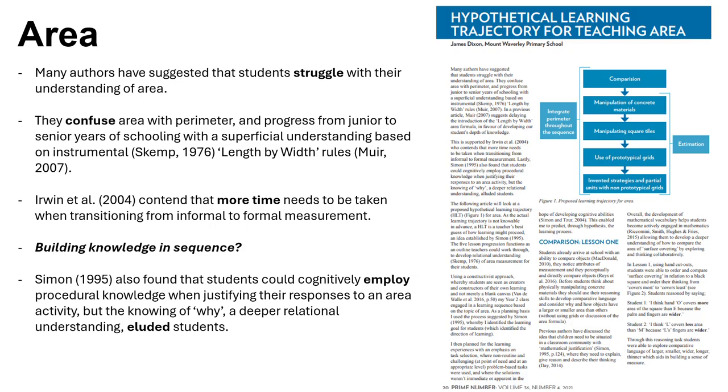What I like to do is build knowledge over time and make sure that I have anchor points for my students. So how am I anchoring their learning to the previous learning that they have learnt? How am I anchoring to their long-term memory? And we do that sequentially. So a lot of research has found that, Simon in 1995 found that students could cognitively employ procedural knowledge, so that length by width rule, when justifying their responses to an area activity, but the knowing of what area was eluded students. So students are able to use that procedural knowledge, but that depth of understanding just isn't there.